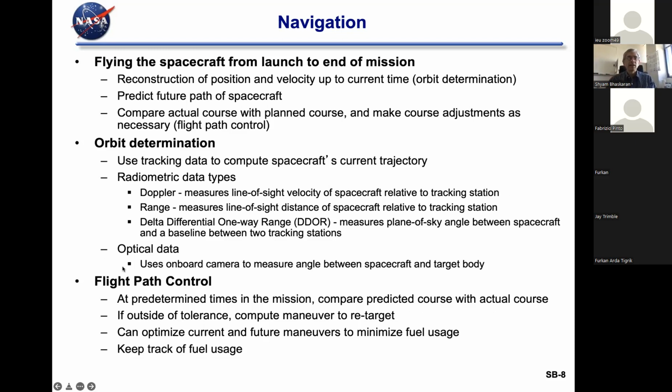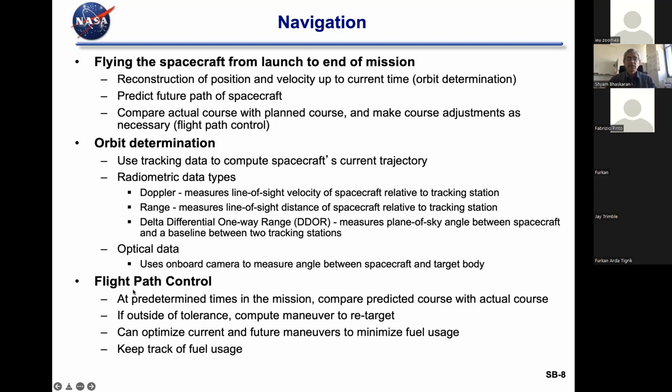And finally, the other data type we use is optical data. Here, the spacecraft carries a camera on board with it. It takes a picture of the target body against a star background, and that picture tells us where the spacecraft is relative to that target body in an angular sense. So all these data types each give you a single piece of information that eventually we use to reconstruct the entire orbit of the spacecraft.